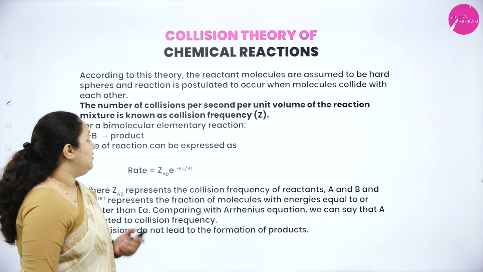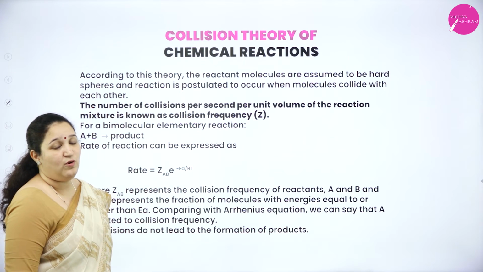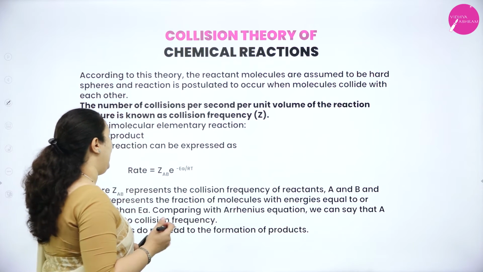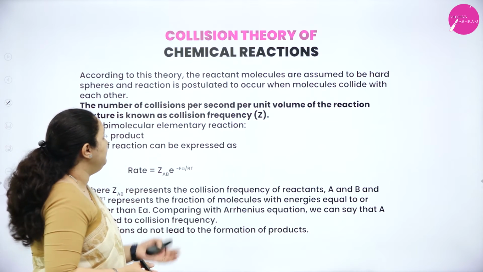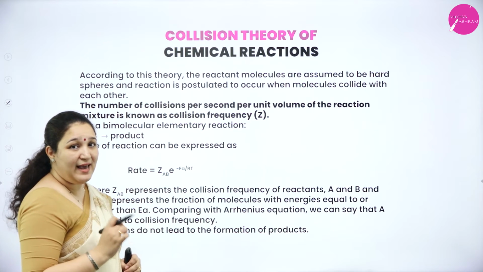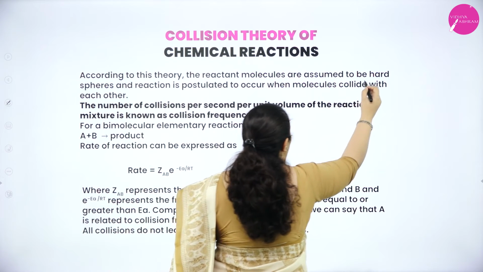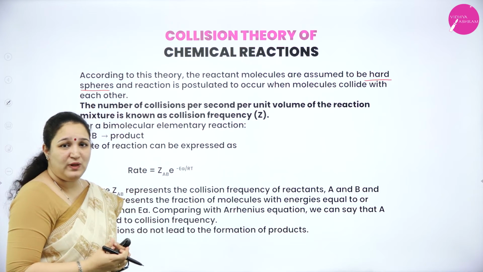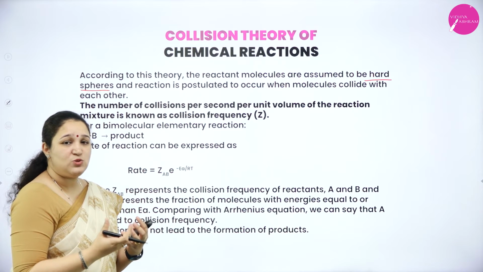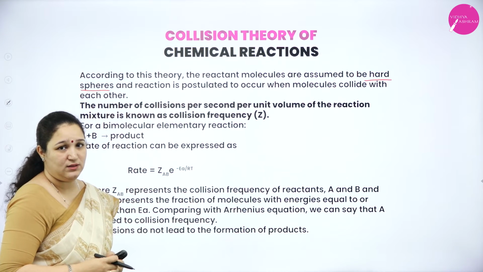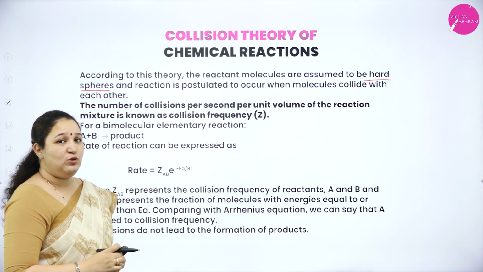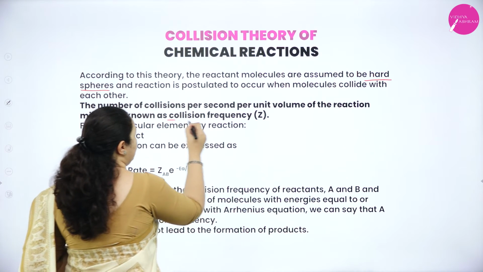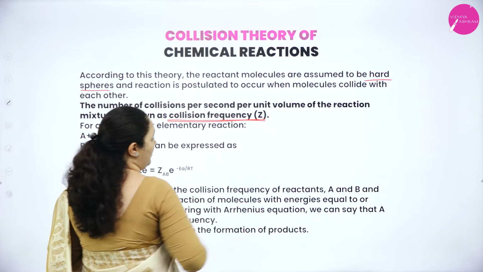Next we have collision theory for chemical reactions. So this is the last theory which we have. According to this theory, the reactant molecules are assumed to be hard spheres, and the reaction will occur when the reactants collide with one another. Next we have to learn about what is collision frequency. It's a very important 1 mark question.